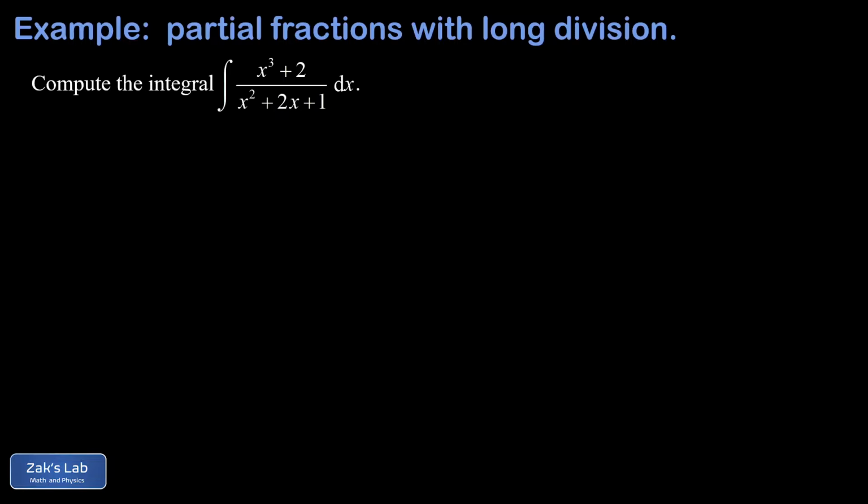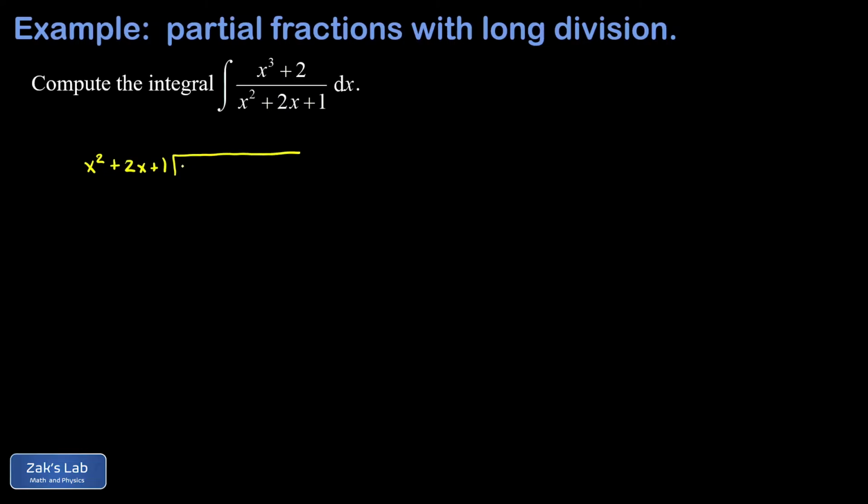And what I mean by proper fraction is the degree of the numerator must be less than the degree of the denominator. So the rational expression we're looking at here has a problem. We need to knock down that degree. And that's when we start with polynomial long division. So we're going to take x cubed plus 2 and divide by x squared plus 2x plus 1.